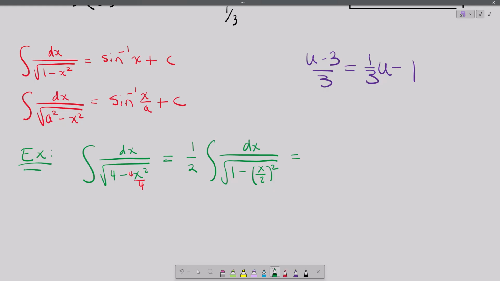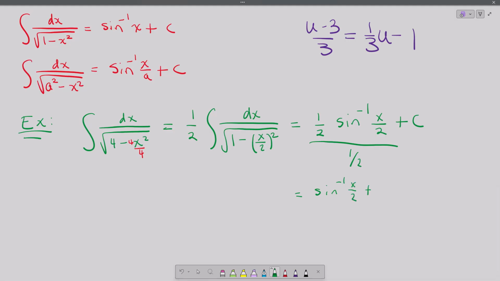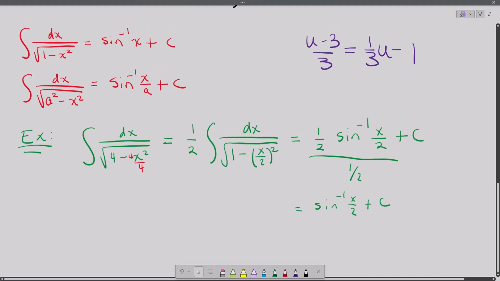Reverse chain rule, super important because we use it all the time. So this also helps practice your reverse chain rule. So it's 1/2 in front, inverse sine of this. What's the derivative of that? 1/2, so we have to divide by 1/2. So those halves cancel and we get inverse sine of x divided by 2 plus c, which is the same thing you would get if you used the general formula.